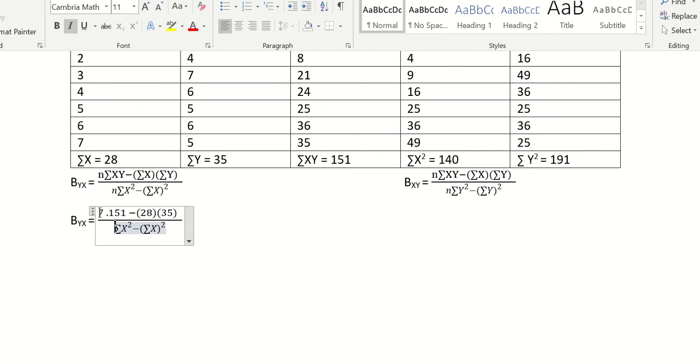Then again n is 7 into summation of x square is 140. Then summation of x square: summation of x is 28 we have, so we'll square it. Similarly, we will put values for b x on y.